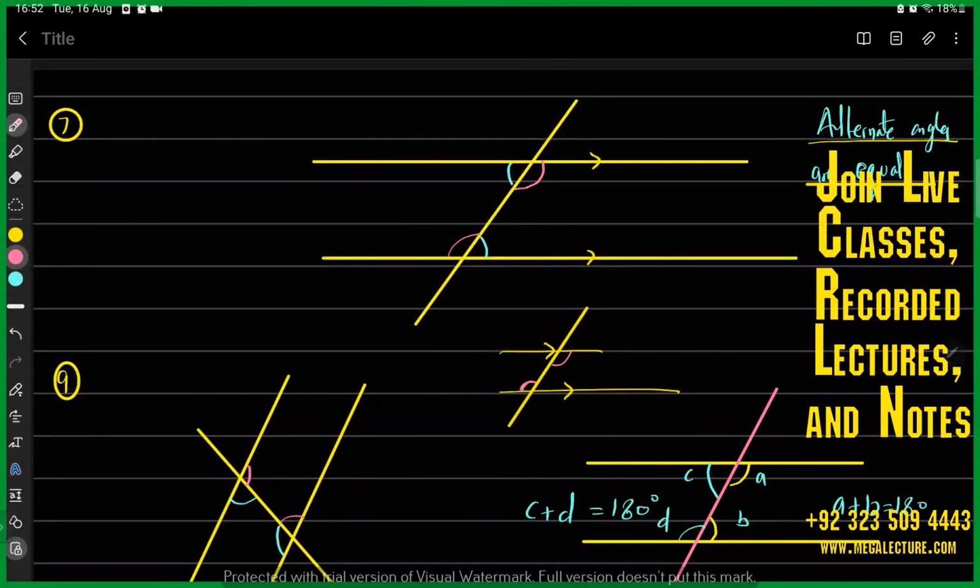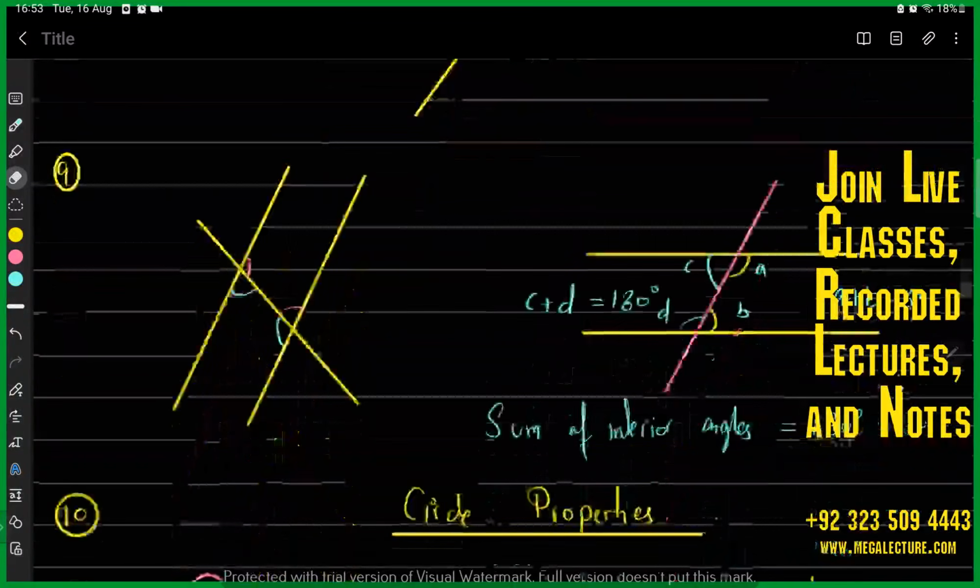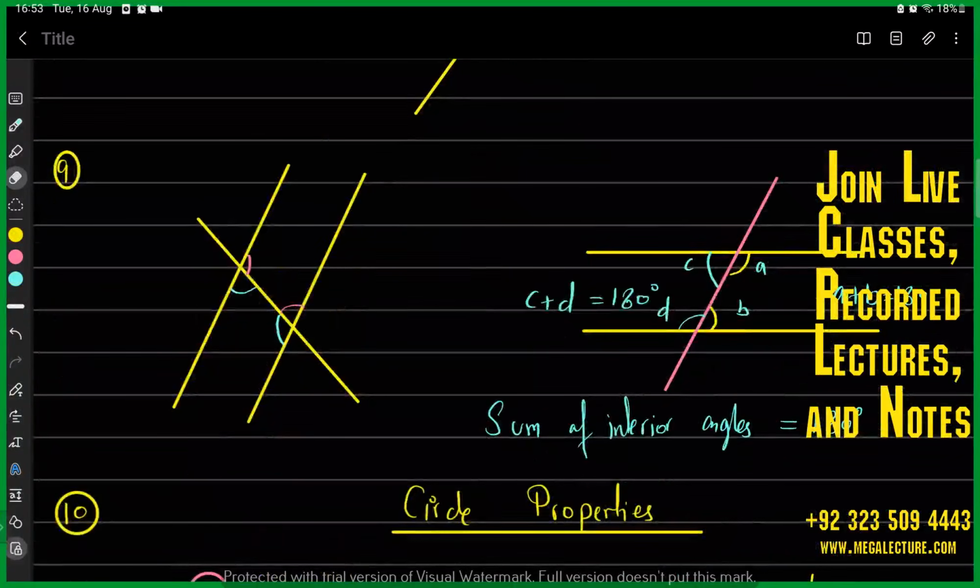Similarly, this angle and this angle, they are alternate, and alternate angles are equal. Okay, this is something that we know already. Then we had some discussion about interior angles when two lines are parallel.